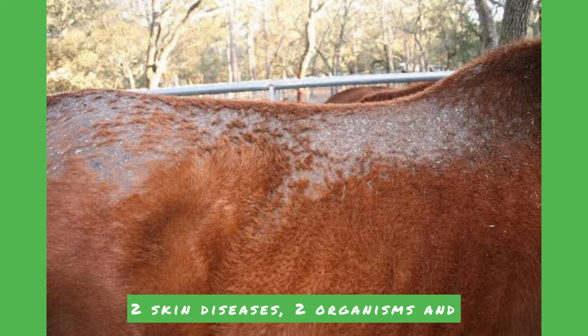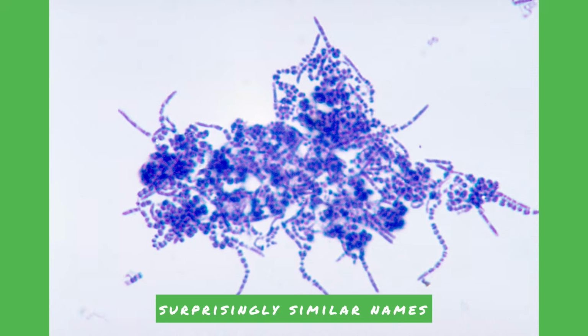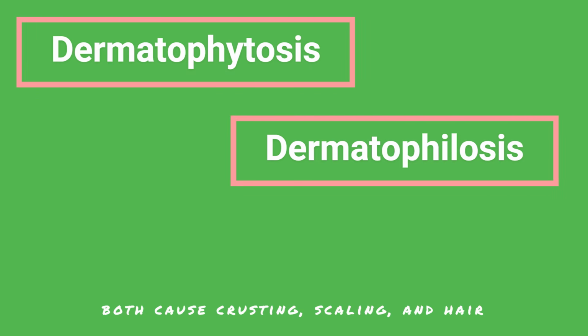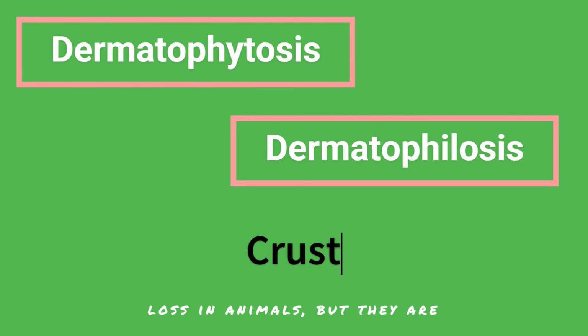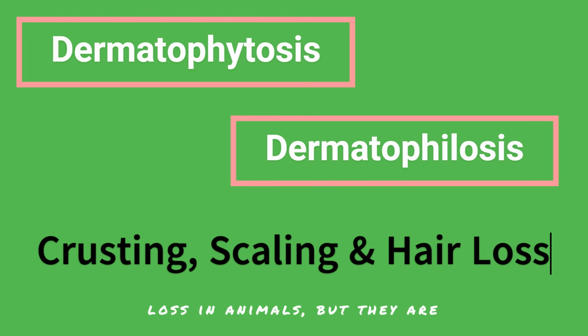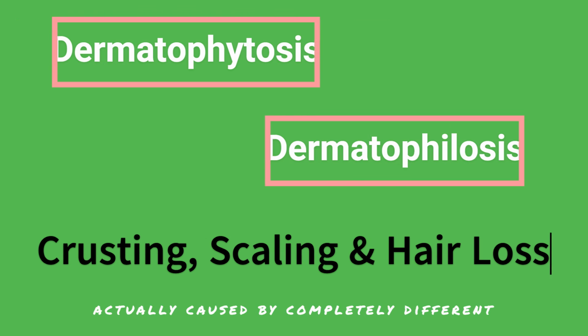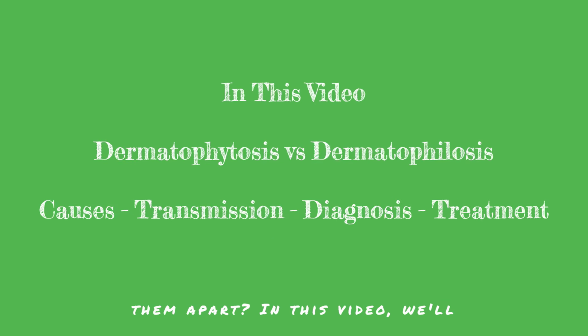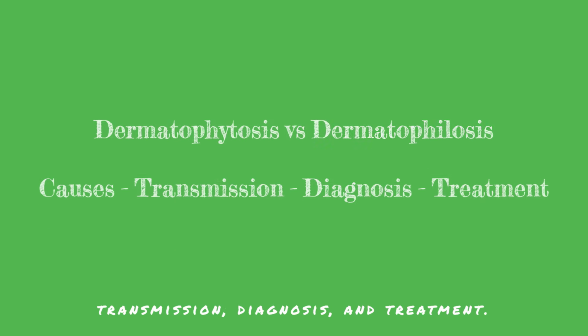Two skin diseases, two organisms, and surprisingly similar names, dermatophytosis and dermatophilosis, can both cause crusting, scaling, and hair loss in animals. But they are actually caused by completely different organisms. So, how do you tell them apart? In this video, we'll break down the differences between dermatophytosis and dermatophilosis, including their causes, lesions, transmission, diagnosis, and treatment.